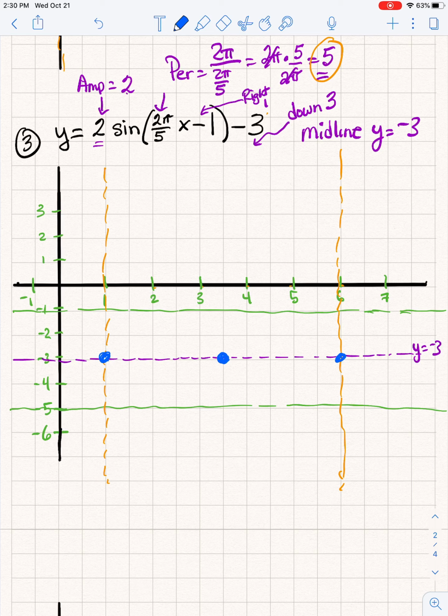Okay, we do not have a reflection because the amplitude's positive out there. So that means we just have to go halfway from 1 to 3.5. So about right in here. And halfway from 3.5 to 6. About right here. And then we can draw our beautiful sine graph using all the transformations and information that we know.